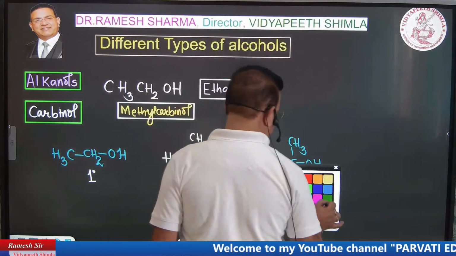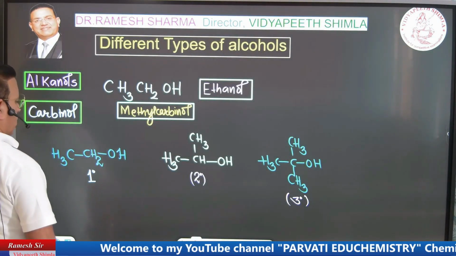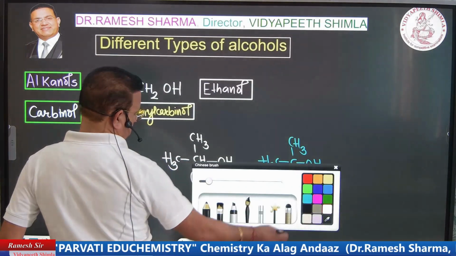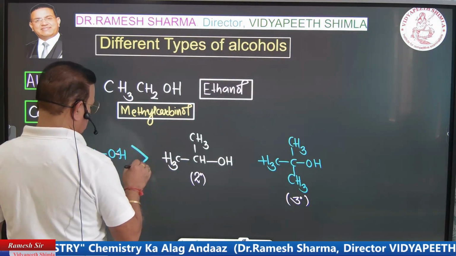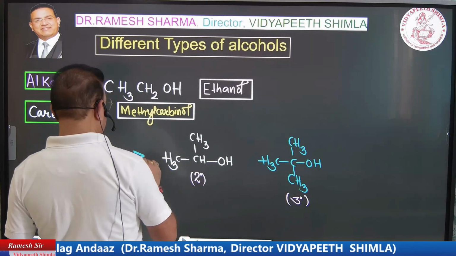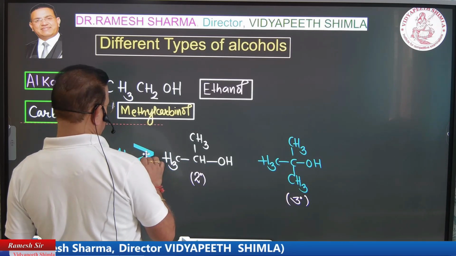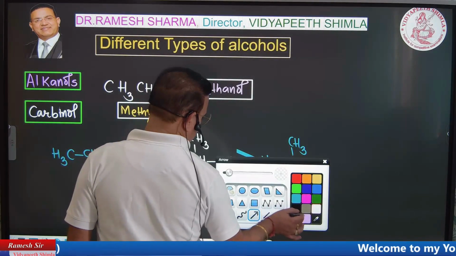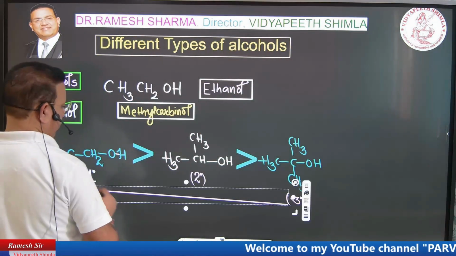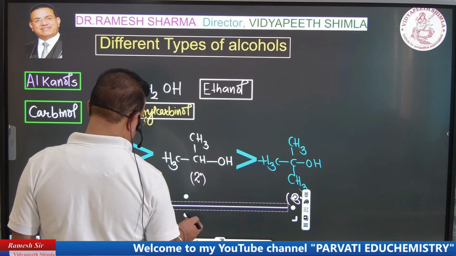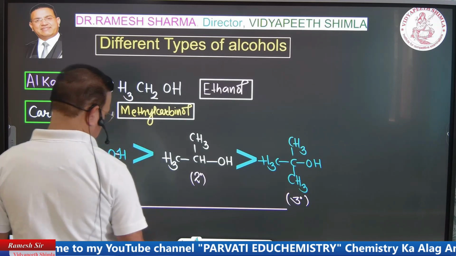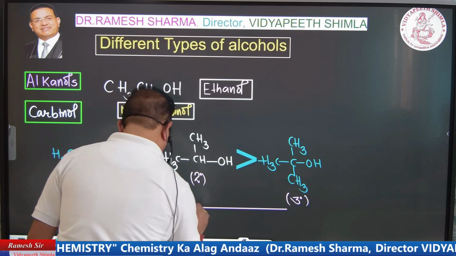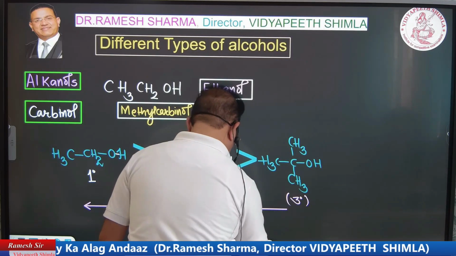These alcohols are thought to possess active hydrogen, and the decreasing order of active hydrogen is that this has the most active hydrogen, followed by this, then this. So this is the decreasing order of the acidic or active nature, the decreasing order of active hydrogen.